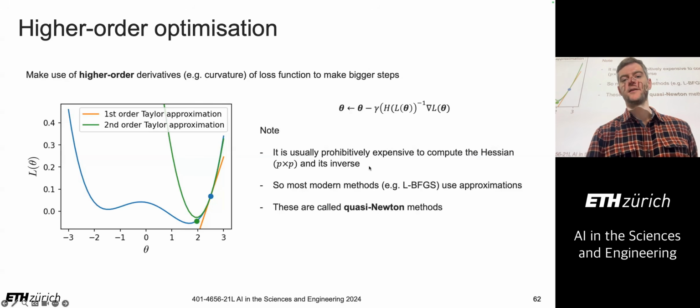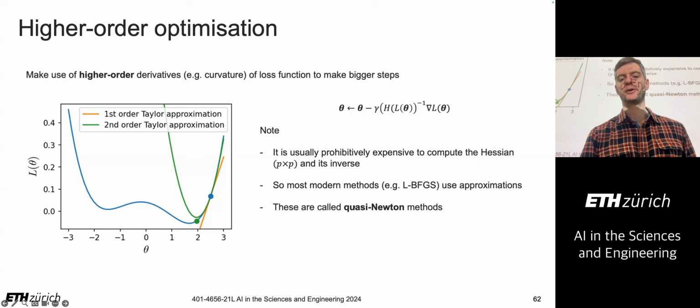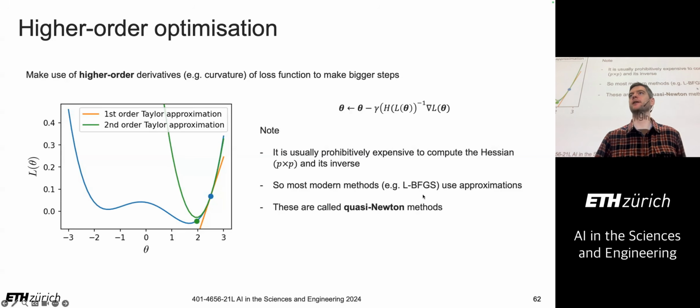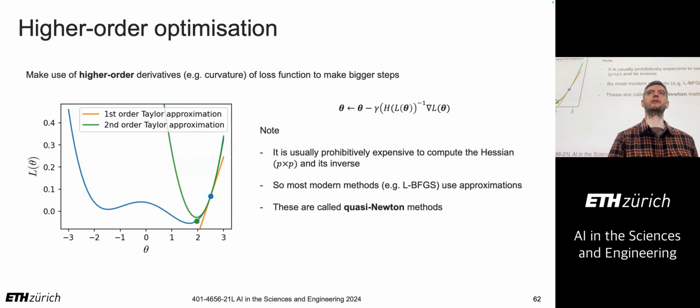So this is usually prohibitively expensive, and most modern methods that use higher order optimization use some approximation to that Hessian, by keeping running estimates of the Hessian, for example. I'm not going to go into it in detail, but LBFGS is a very common method to do this. And it does turn out when we're training neural networks, for example physics-informed neural networks, that higher order optimizers can help.